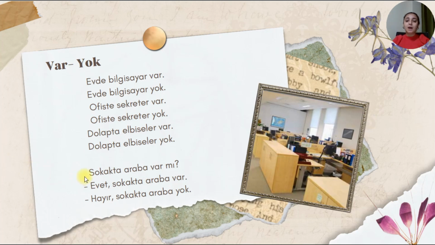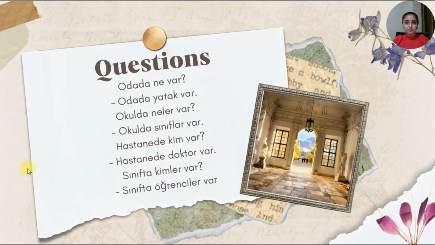If I want to ask, are there cars on the street? I will ask this. Sokakta arabalar var mı? Evet, sokakta araba var. Yes, there is a car on the street. Hayır, sokakta araba yok. No, there is no car on the street. Clear? Okay, let's see more questions.